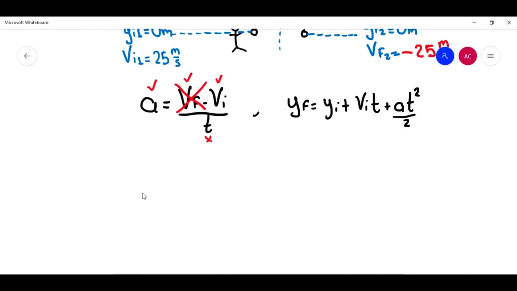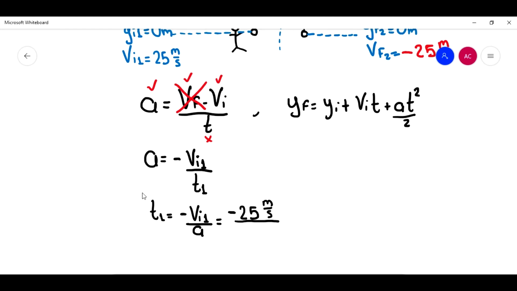So acceleration equals negative initial velocity of segment 1 over time 1. Okay, so I'm going to find time 1. Time 1 equals negative initial velocity of segment 1 over acceleration. So this will be negative 25 meters per second over negative 9.8 meters per second squared. I'm going to cancel meters per second.